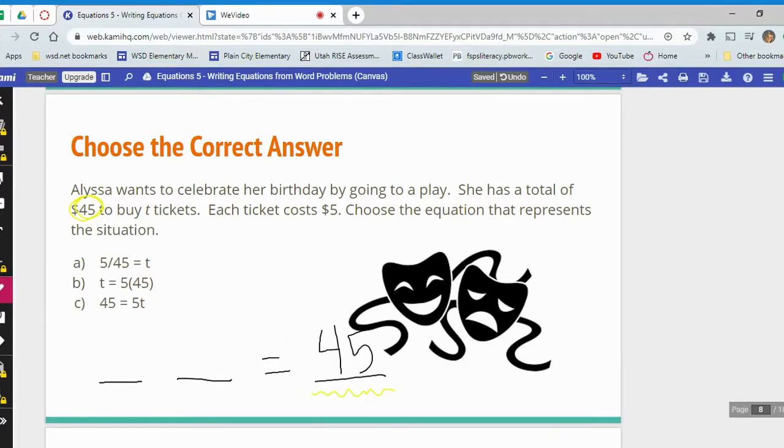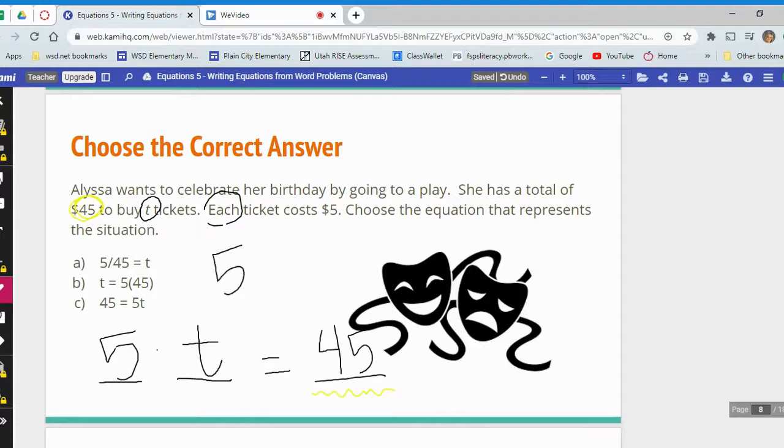Anytime I see "per hour" or "for every" or "each," that is a good sign that my equation is going to be a multiplication. I'm going to do $5, it says, and my missing one that it gave me right here was T. Now, it's $5 for every single one of those. If I buy 2, 5 times 2. If I buy 3, 5 times 3, right?